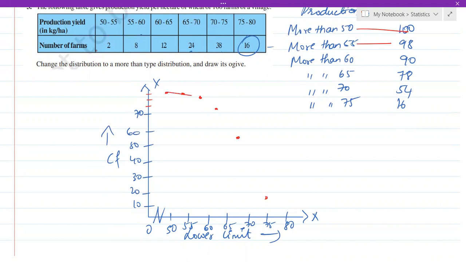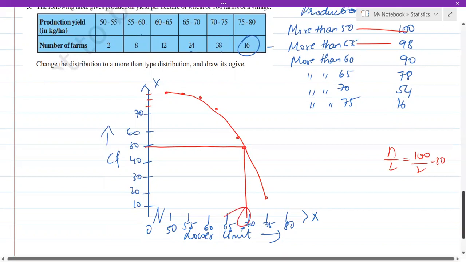If you observe, you get a graph like this. The other one was an increasing graph. This is a decreasing graph. Okay, this is how you get it. Again, n by 2. Okay, what is n? 100. 100 by 2 is 50. Exactly at 50, you draw a straight line. Wherever it meets the graph, at that point, drop a line. Okay, there you get the median.